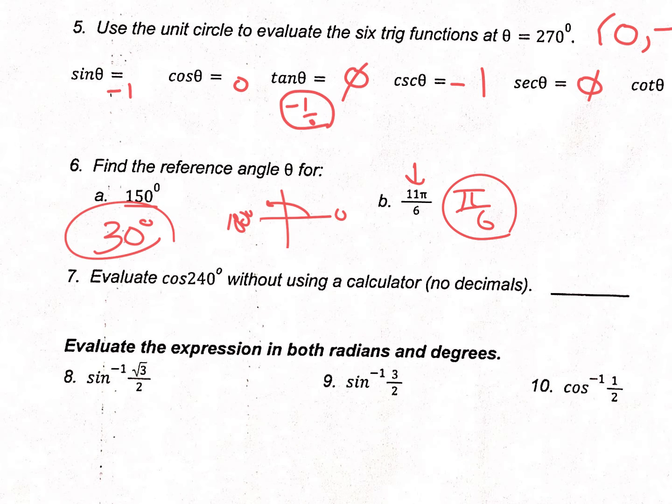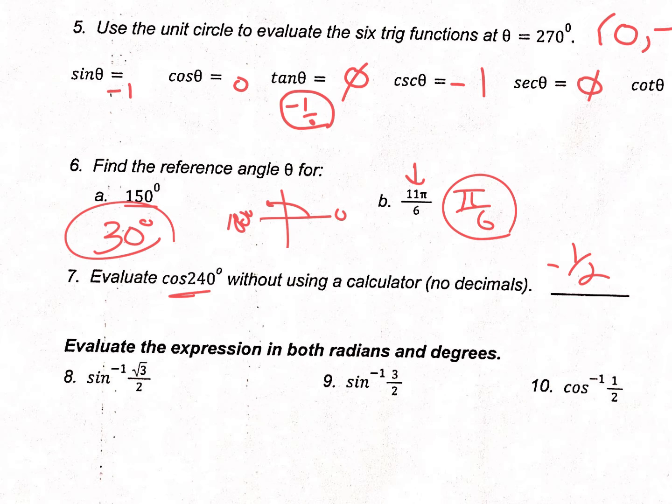Okay, number 7, evaluate cosine of 240 degrees without a calculator. You can use your unit circle if you need to. Find it. Remember, cosine is the x-coordinate. If you find the x-coordinate at 240 degrees, you should see 1/2. Actually, you should see negative 1/2.